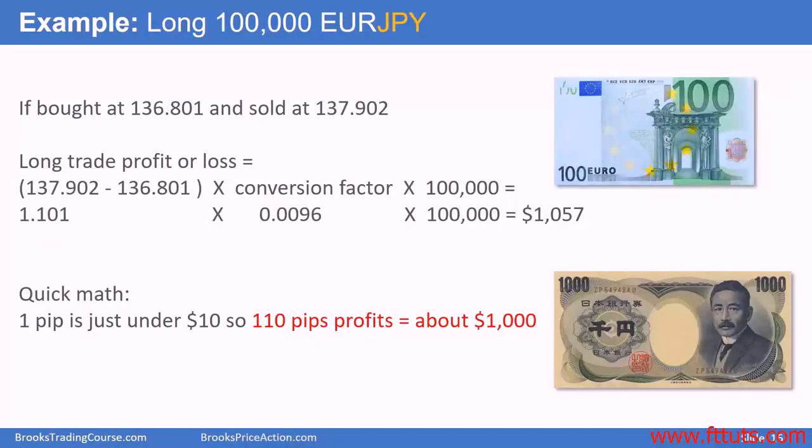And one final example, 100,000 units of the euro versus the yen. If you bought it at 136.80 and sold it at 137.90, and you did the math, you'd have about $1,000 profit. Again, you're not going to just sit down and do these calculations. There are profit calculators online, pip calculators online. A lot of the brokers provide them when you open your account. And this just gives you the math that's behind it. When you're trading, you've got to be thinking about trading. You can't be doing all of these conversions.